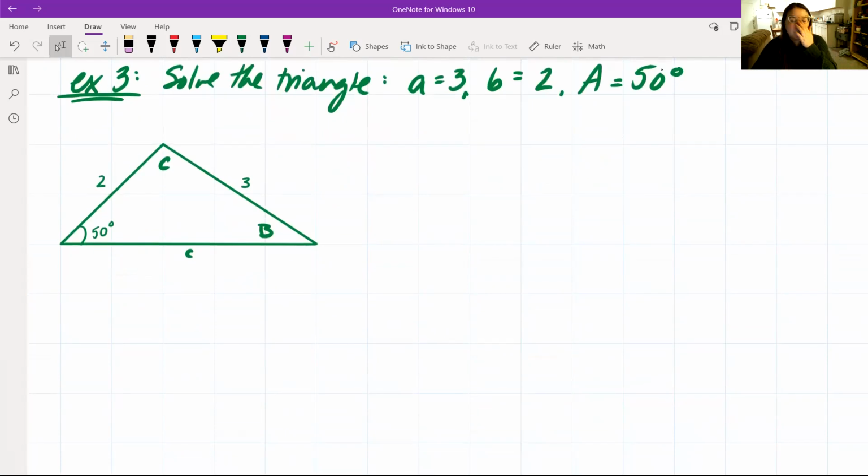So, all right, on to example 3. We wanted to solve the triangle once again. We have our side length a is equal to 3, our side length b is equal to 2, and our angle capital A is equal to 50 degrees. So the values we're looking for in this case are lowercase c, angle capital C, and angle capital B.